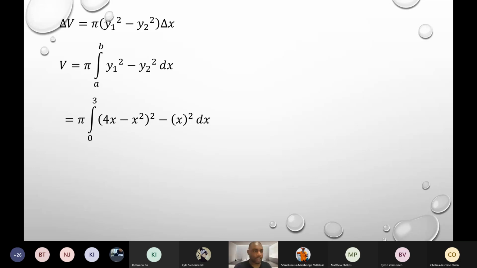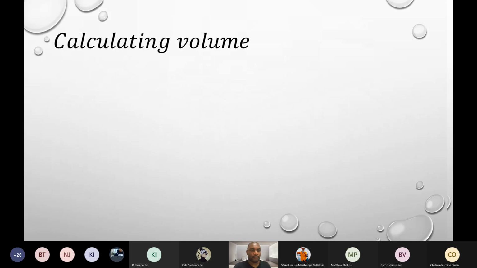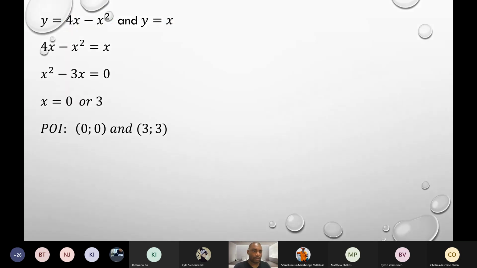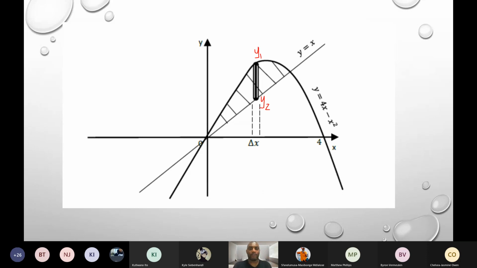What I said was, the top graph is always y1 and the bottom y2. I won't go into more detail, but I prefer the top graph to be y1 and the bottom to be y2. It's easier that way. So your formula always starts with y1 squared minus y2 squared if it's volume. I hope that's clear.